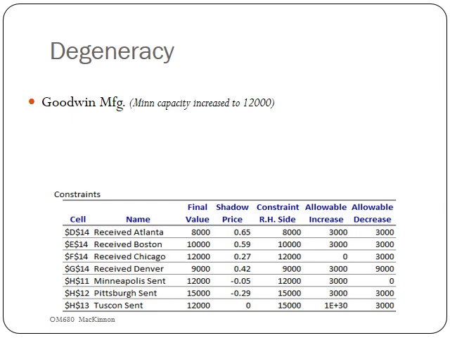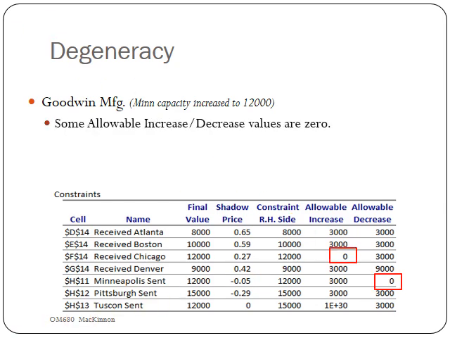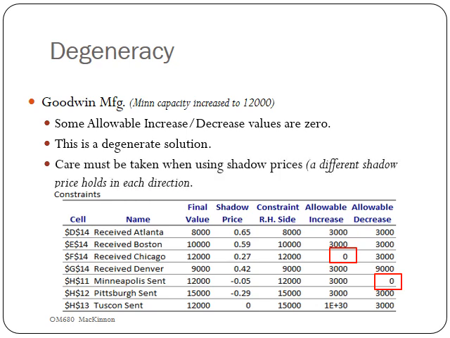Now, let's take a look at Goodwin Manufacturing, where the Minnesota capacity has increased to 12,000. So now take a look at the report and you should see that things have changed a little bit. Some of the allowable increase and decrease values are 0. This is known as a degenerate solution. Now, it's not the end of the world. Calling it degenerate makes it sound really bad, but it's not really bad. It's just you have to use a little bit of care here because the shadow price does not hold in both directions.